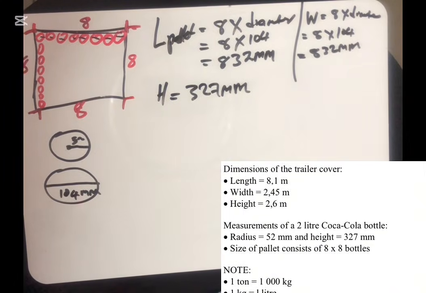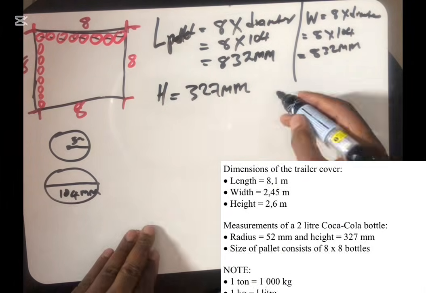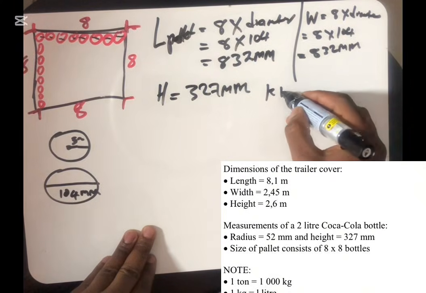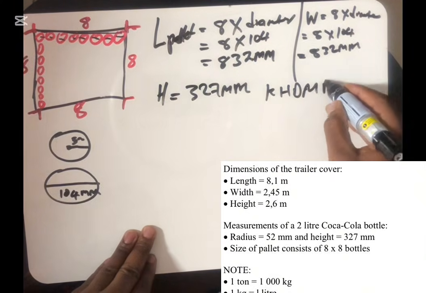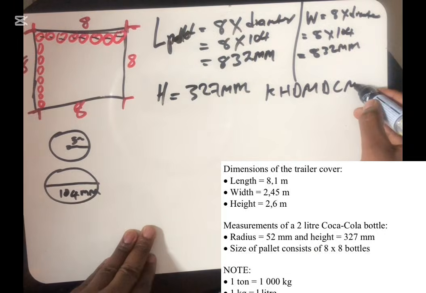If we check the dimension of a trailer, it is given in meters, and what we have here is in millimeters. What we need to do is to make sure that we convert to the same units. If you don't remember how to convert to the same units, we move to the king.